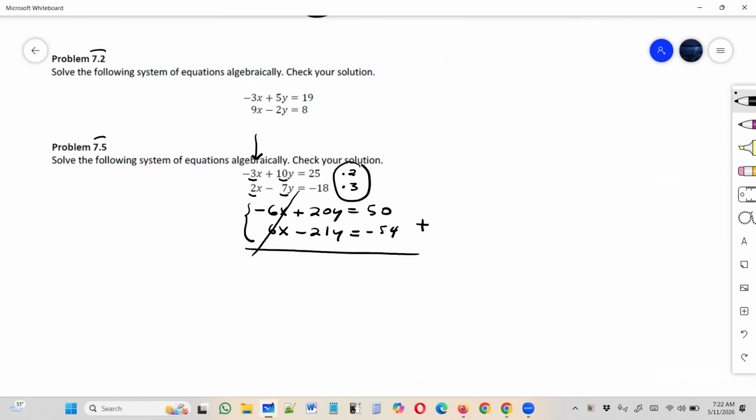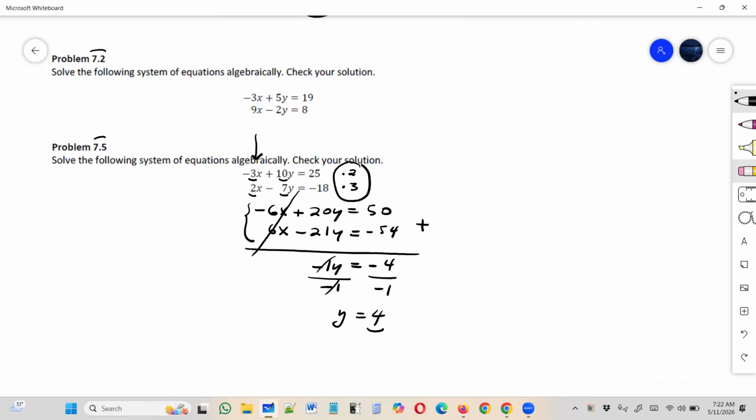You could cancel either the x or the y. In this case, I decided that it was easier to cancel the x because the coefficients were smaller. So 20y minus 21y is negative 1y, 50 minus 54 is negative 4. And we just divide everything by negative 1. And we get negative divided by negative is positive, 4 divided by 1 is 4. So I found one answer.